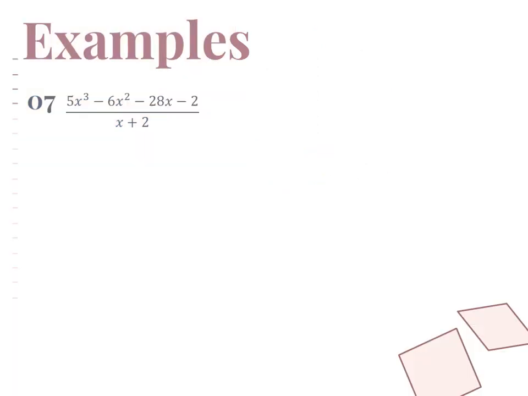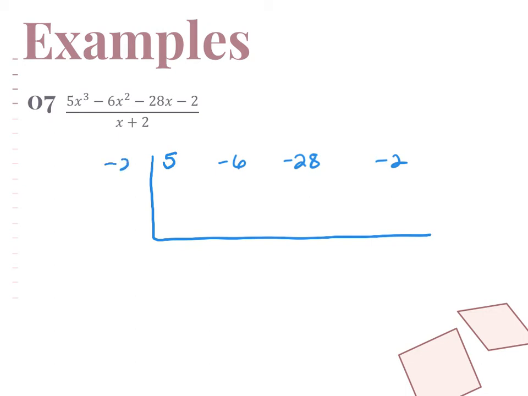Okay, again, we already did it, right? So hopefully we know the answer. We're going to do it again. Decreasing degree. Yes, nothing missing. The coefficients: 5, -6, -28, -2. Draw your L. What goes on the outside? -2. Bring down the 5. Multiply the 5 by -2. Put it in the next column.